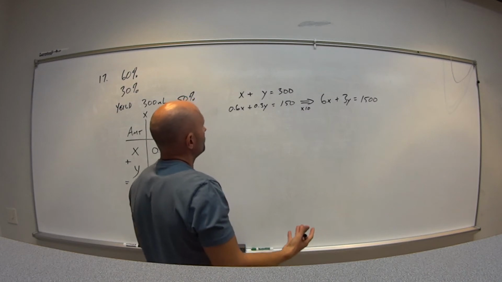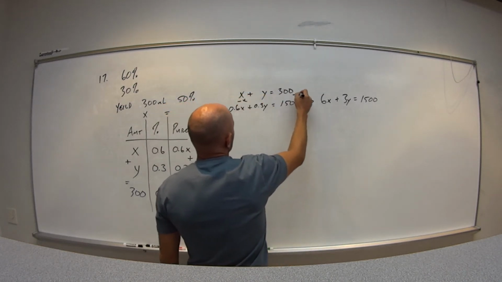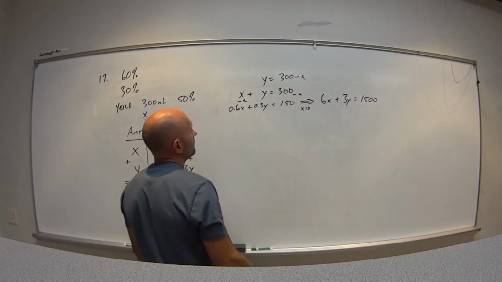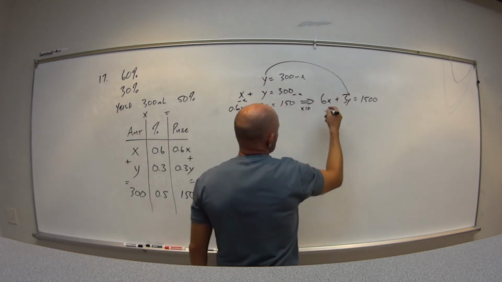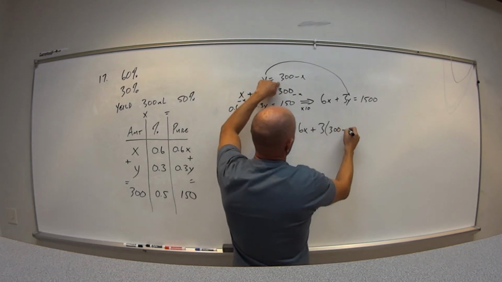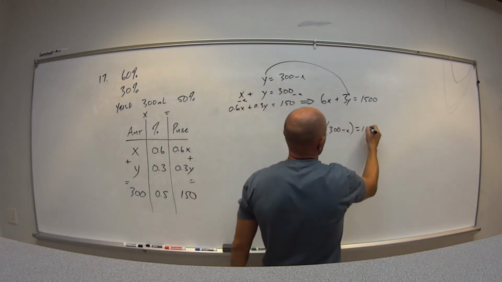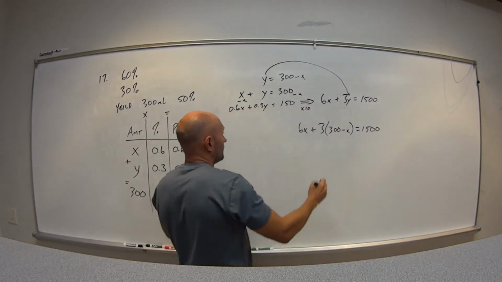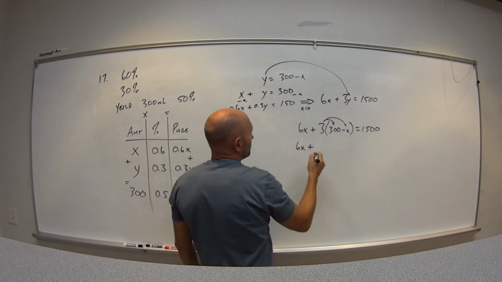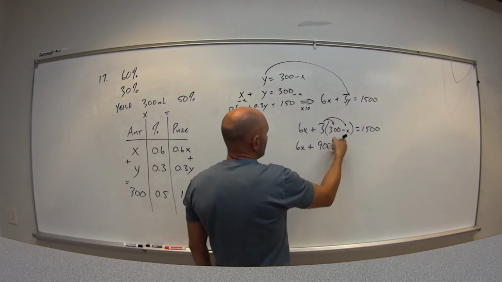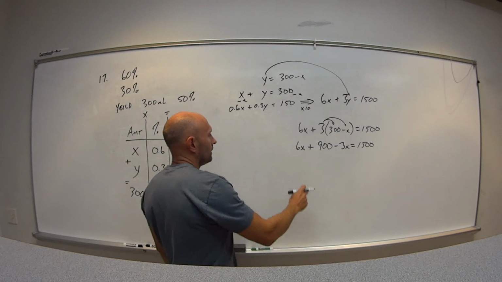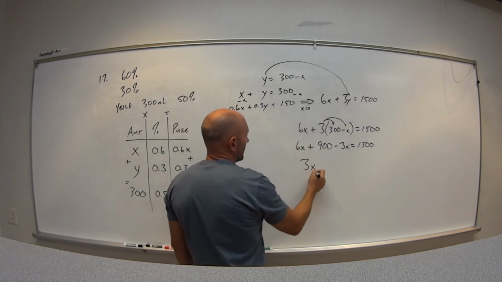And so if I use substitution, I can subtract x from both sides, so that means y is equal to 300 minus x. So if I plug this into this equation, I get 6x plus 3 times y, which is 300 minus x, equals 1500. So distribute my 3, I get 6x plus 3 times 300 is 900. 3 times negative x is minus 3x is 1500. So 6x minus 3x is 3x.